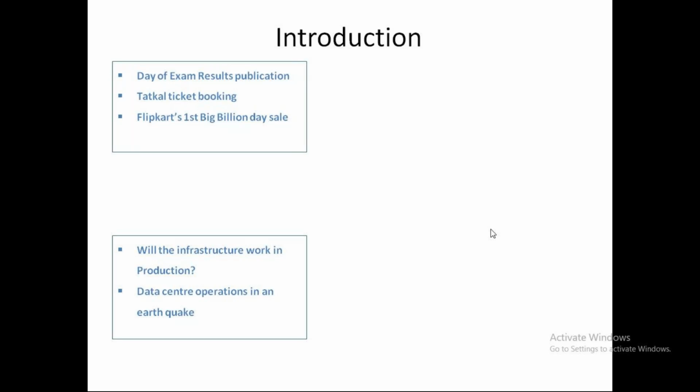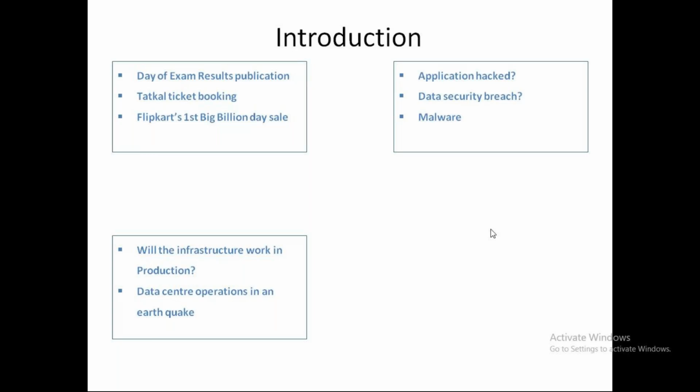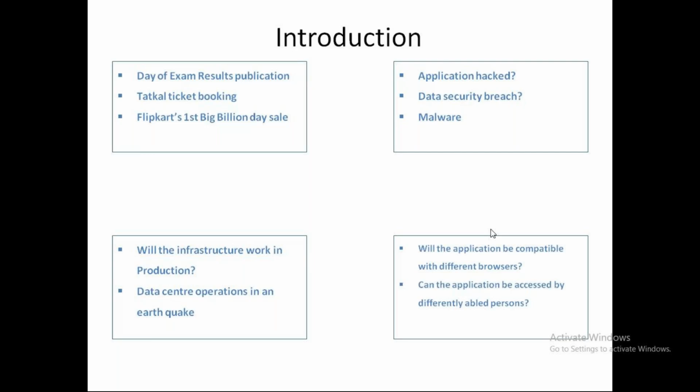Suppose I am working on a project and tomorrow the application is going to production. Whatever infrastructure has been brought by the project, by the architecture team, is that infrastructure going to work in production? If there is an earthquake tomorrow, how is my application going to run? These are some of the points as well. Can my application be hacked? Is there a breach in the data security of my application? Is there any malware in my application? Can my application work on different browsers? Can my application be accessed by people who are disabled?